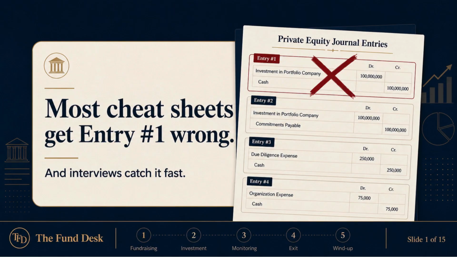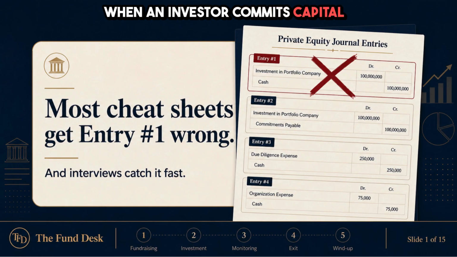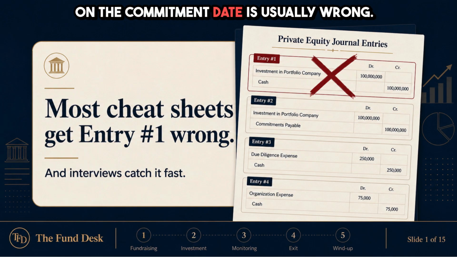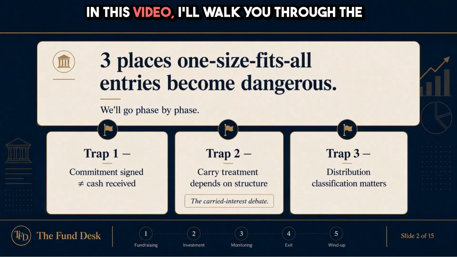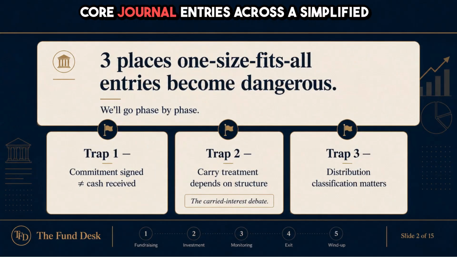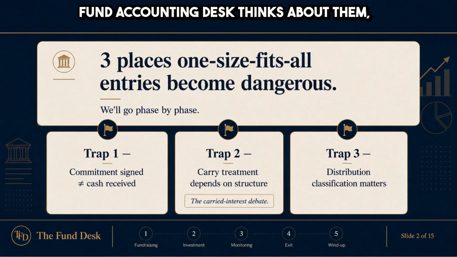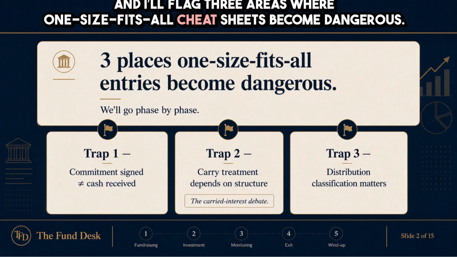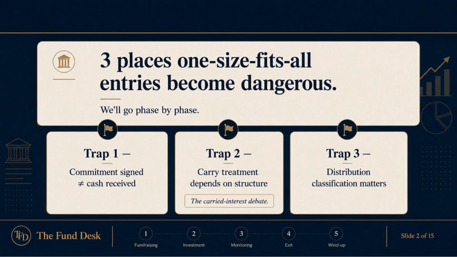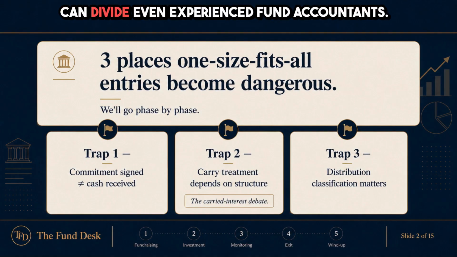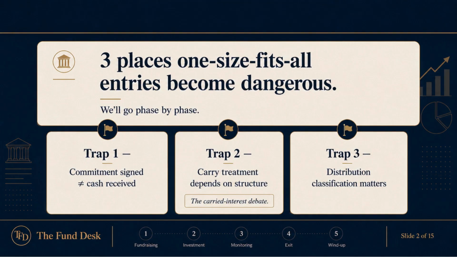When an investor commits capital to a fund, no cash has moved, nothing has reached the bank. So, booking cash on the commitment date is usually wrong. In this video, I'll walk you through the core journal entries across a simplified private equity fund lifecycle, the way a fund accounting desk thinks about them. And I'll flag 3 areas where one-size-fits-all cheat sheets become dangerous. One of them is the carried interest question that can divide even experienced fund accountants.